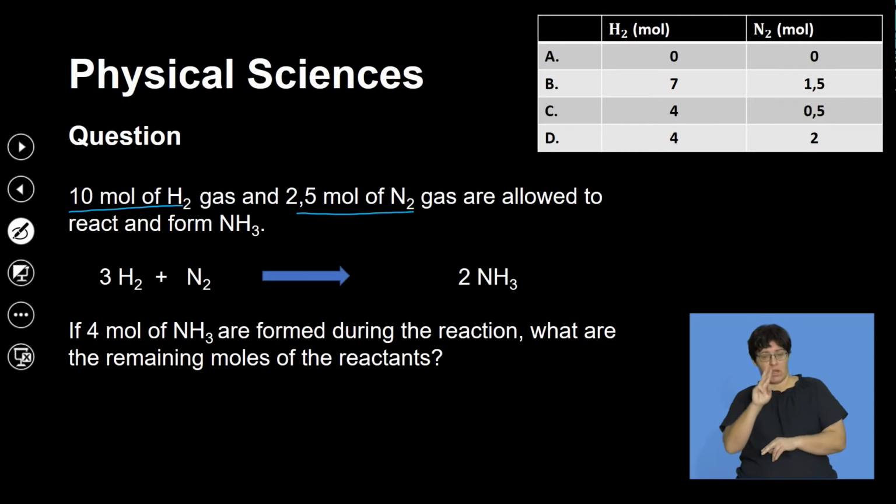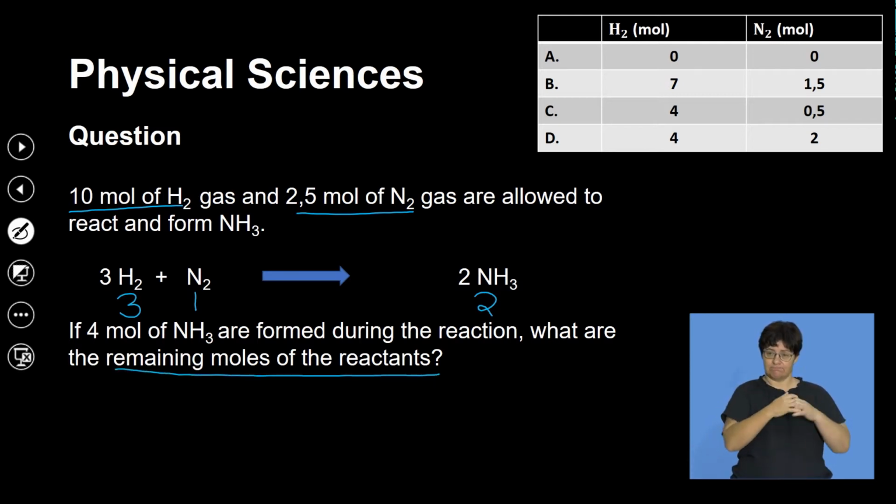So in this case, we are given the quantities in SI unit, okay? So 3 moles of hydrogen reacts with 1 mole of nitrogen to give us 2 moles of ammonia. So we are told that if 4 moles of ammonia are formed during the reaction, what are the remaining moles of the reactants, right? So we want to know that after forming 4 moles of ammonia, how much will be left in terms of the hydrogen and the nitrogen, right?